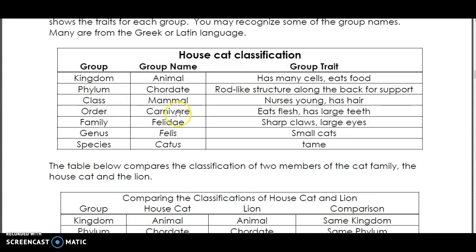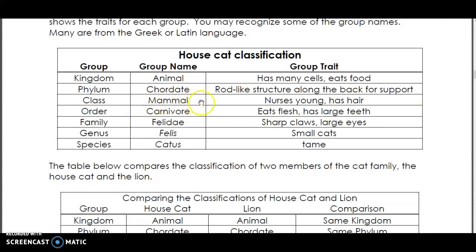House cat classification. So there's a group, the group name, and the group trait. In the kingdom, house cats are in the animal group. It has many cells and eats food, so that makes it an animal. We go further down into the phylum. Cats are chordates. That means that they have a rod-like structure along the back for support. That's their spine.